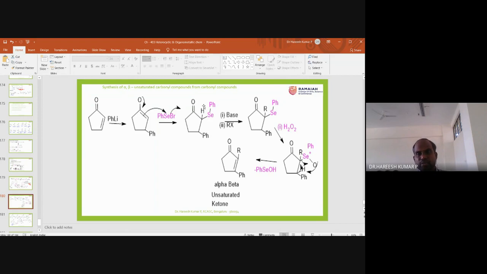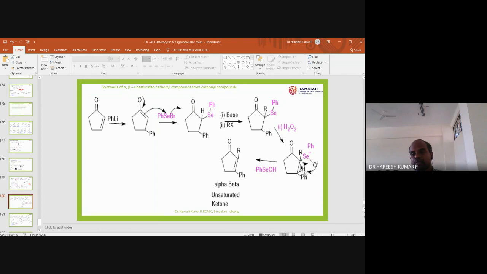So what is happening? In the presence of base, this proton can be captured and there will be an anion. That anion reacts with alkyl halide. So there will be a product formation like this. Once there is a product like this, if this moiety is treated with hydrogen peroxide, the oxidizing agent, it will convert selenium to selenium oxide. Once selenium is converted to selenium oxide, there is an anion O minus and Se plus.